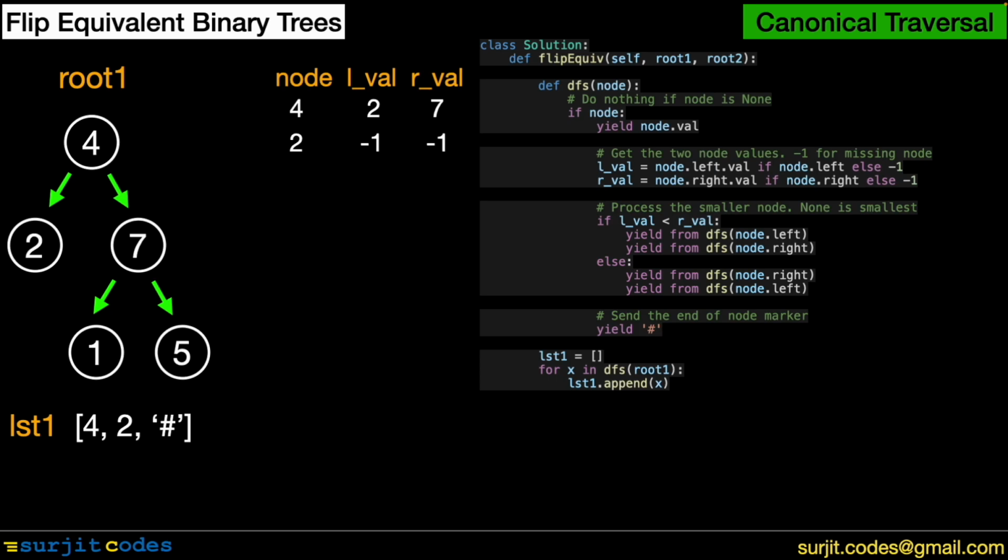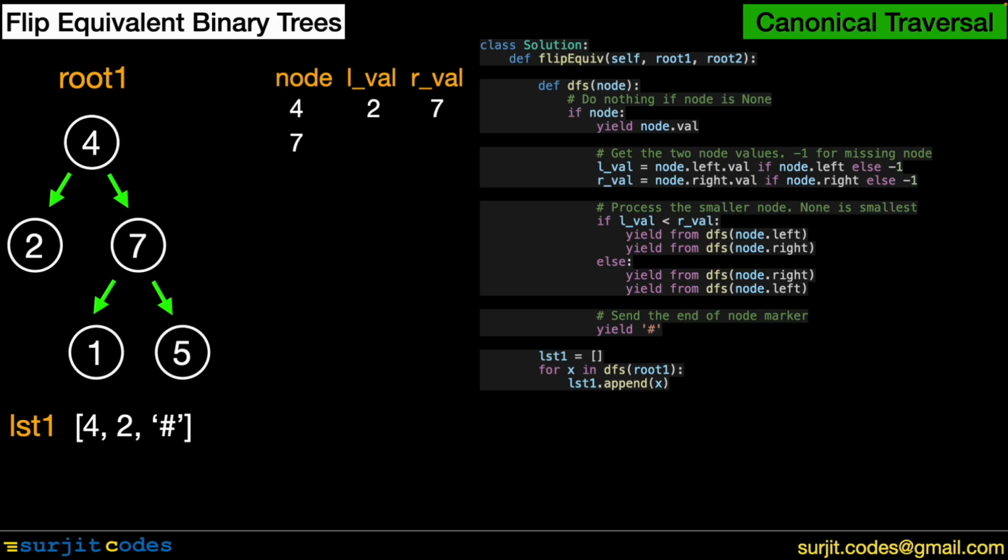The last statement after processing both the children of 2 is to yield a flag to indicate that processing of this node has ended. X becomes the hash character and we append it to the list. We now resume with the processing of node 4. We remember that its smaller node has been processed.